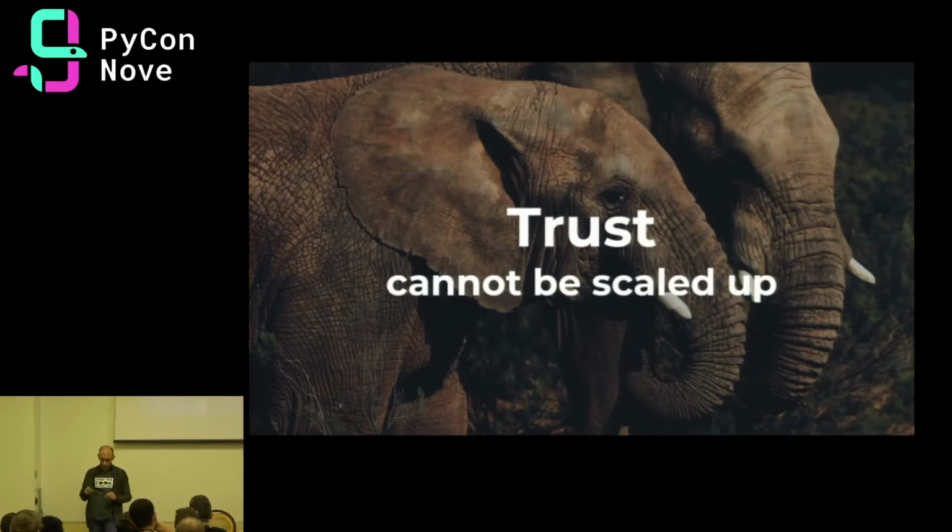And there is a number, the Dunbar number actually, around that. It's around 14, 15, 16 people. Trust starts to break down, and you can't really trust a group of 20 people to act the way you do. You can trust a group of 12, but not 20. And so trust cannot be scaled up. You have to scale it out.